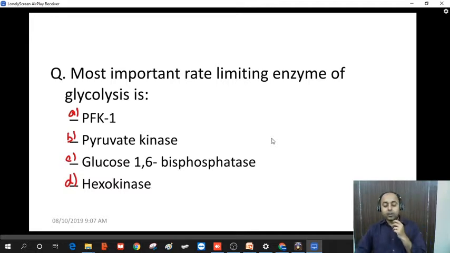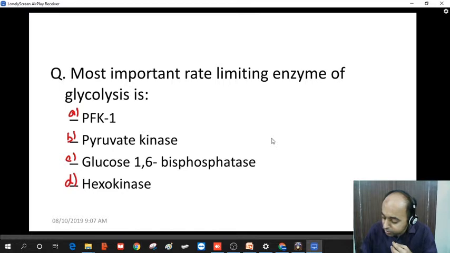Very good. Look at the next question. Most important rate limiting enzyme of glycolysis. A. PFK1, B. Pyruvate kinase, C. Glucose 1,6 bisphosphatase, and D. Hexokinase. What should be the answer to this question? Most important rate limiting enzyme.